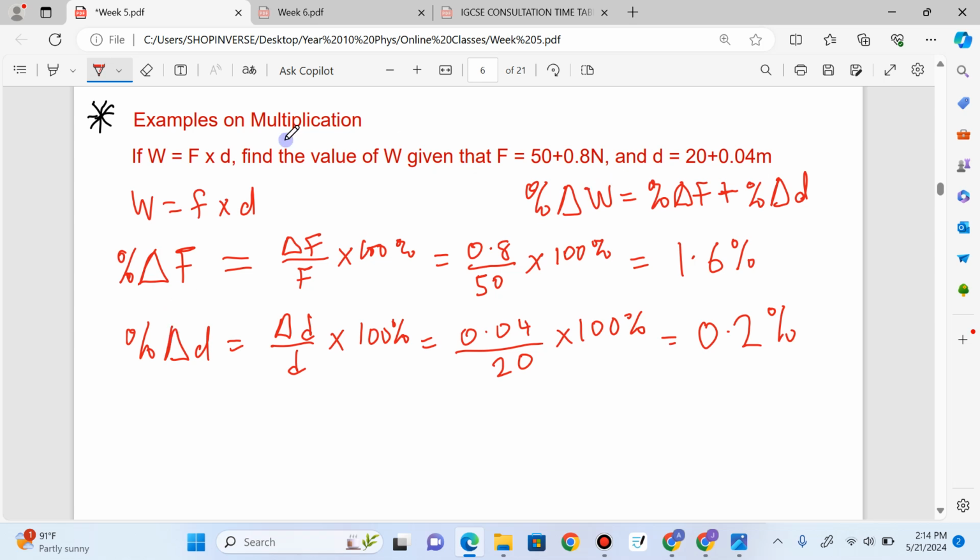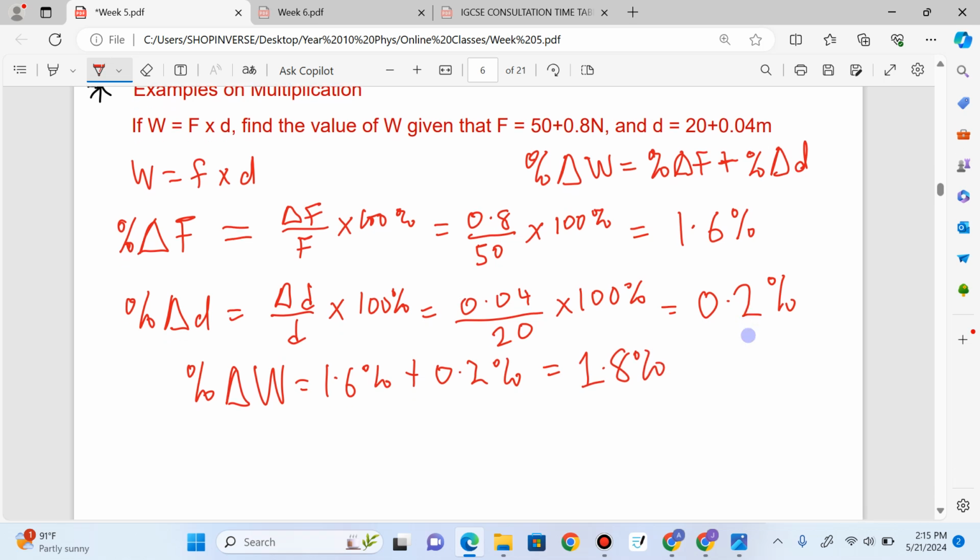Now what will I do? I will go ahead with my calculation. So that simply means the percentage uncertainty in work equals what? Percentage uncertainty in force plus percentage uncertainty in distance. What's my percentage uncertainty in the force? I got 1.6%. I will add it to percentage uncertainty in distance, which is 0.2%. 1.6 plus 0.2, I'll get 1.8%. So now I can express the value of work done as what?